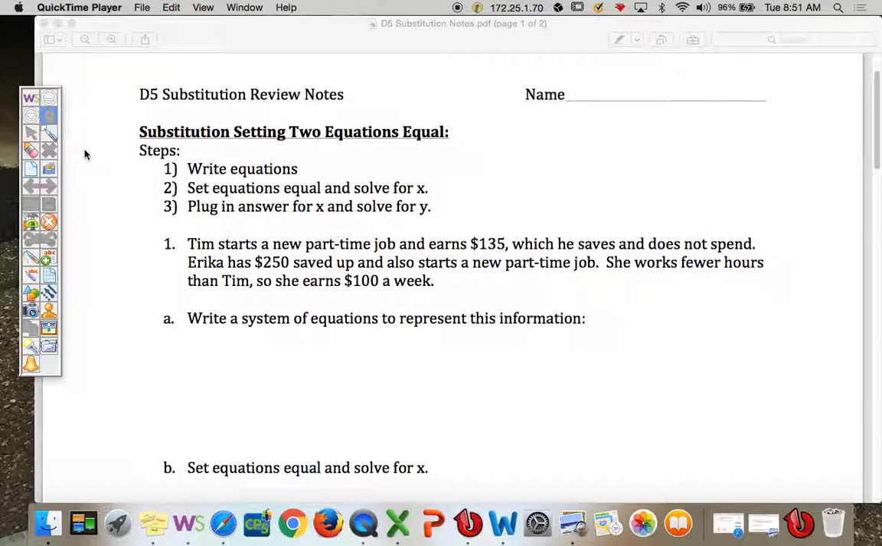We're going to look at substitution again. We started looking at this yesterday, so we're going to practice a few more problems. The first type of substitution is when you can set two equations equal. So let's do an example.